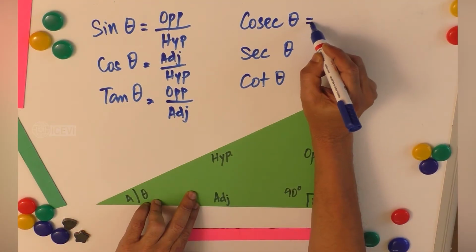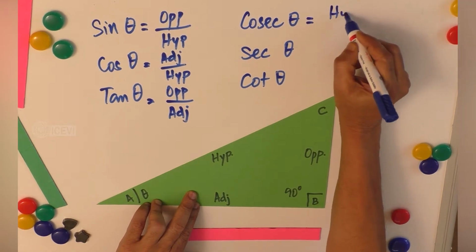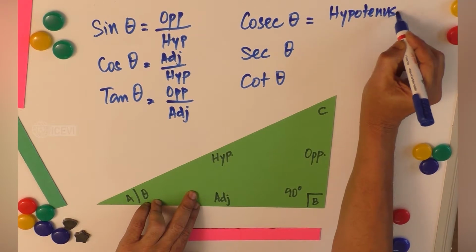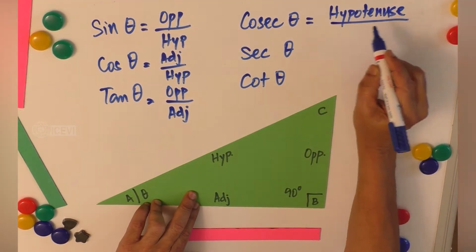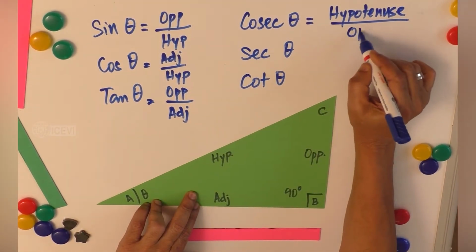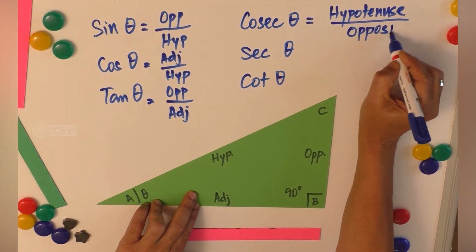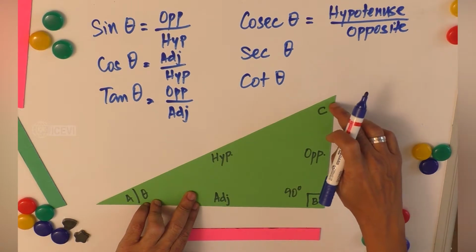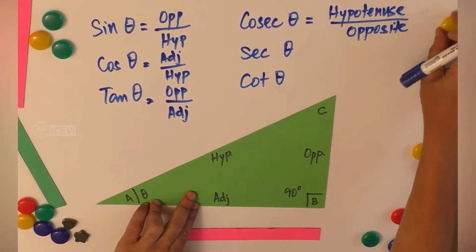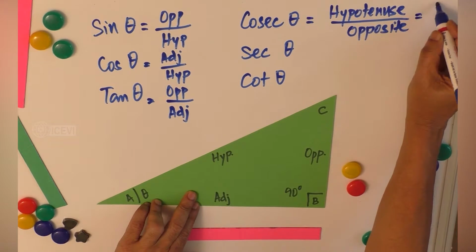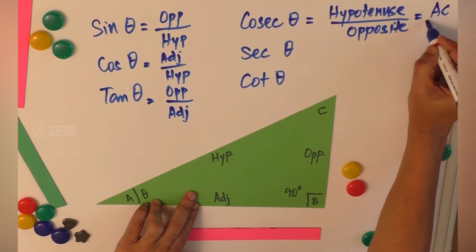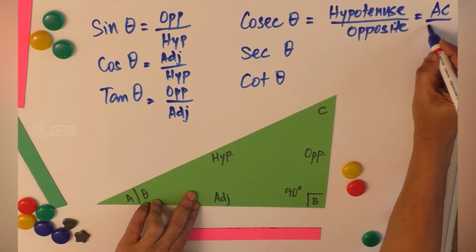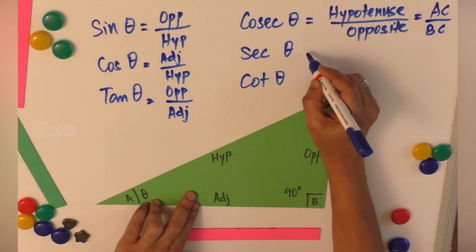Cosecant is defined as the hypotenuse divided by the opposite. Here the hypotenuse is AC, the opposite is BC. So in this triangle, it is hypotenuse AC divided by BC, which is the opposite.